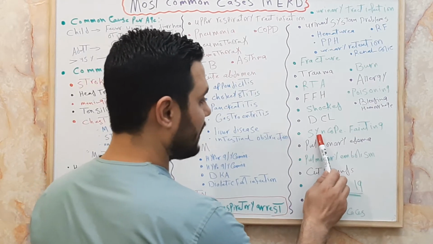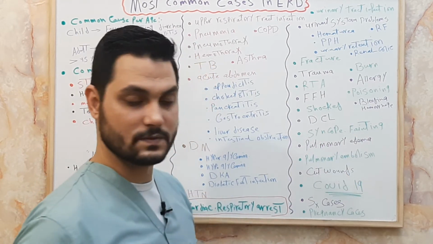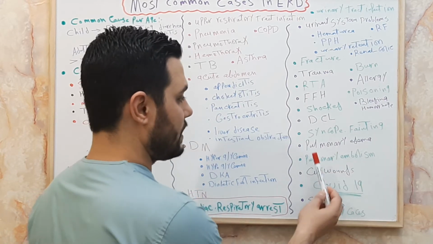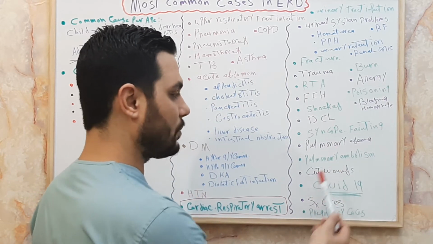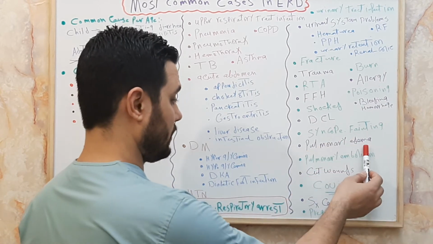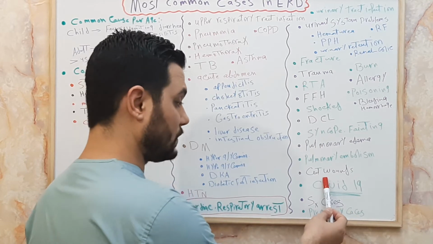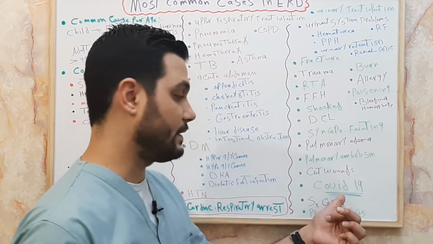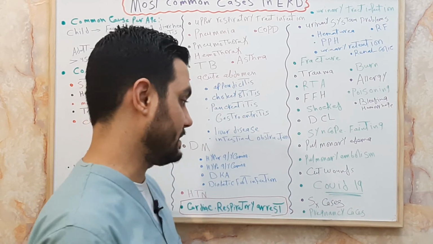Okay, the patient who has syncope or fainting. With syncope, they lose consciousness for seconds or 1 minute, so they will come to the ER. The patient who has pulmonary edema or pulmonary embolism, both will come to the ER. Okay, after that, the patient who has a cut wound will come to our ER. Okay, after that, the patient who has COVID-19. This is the most common case at this time.